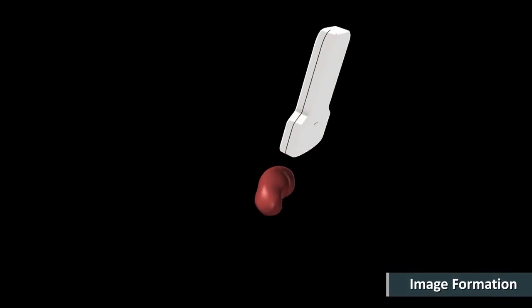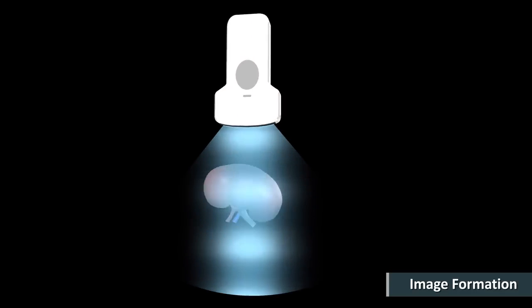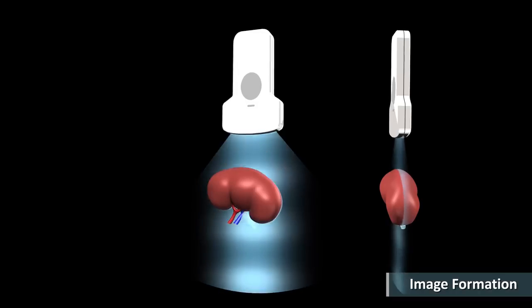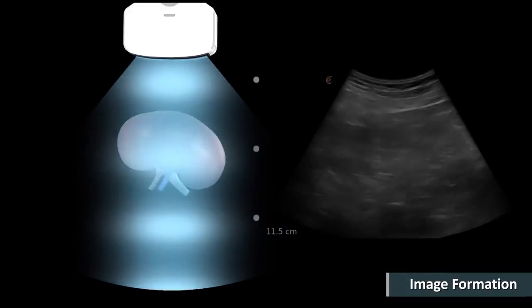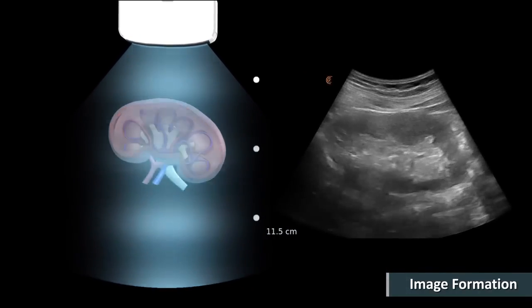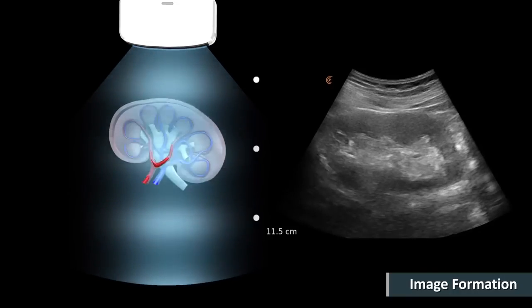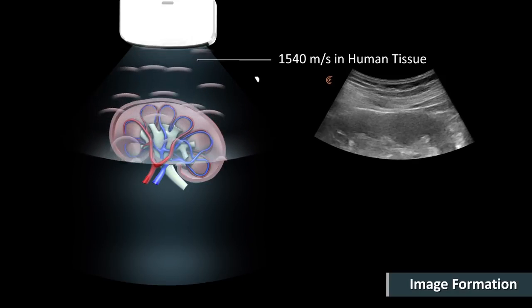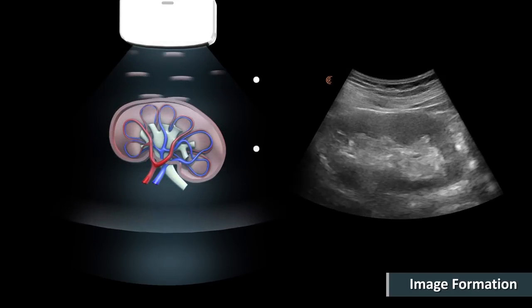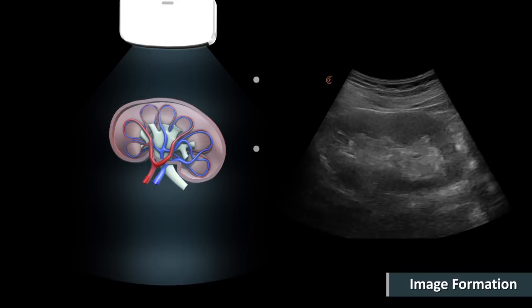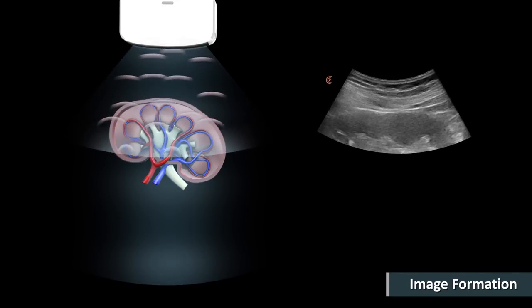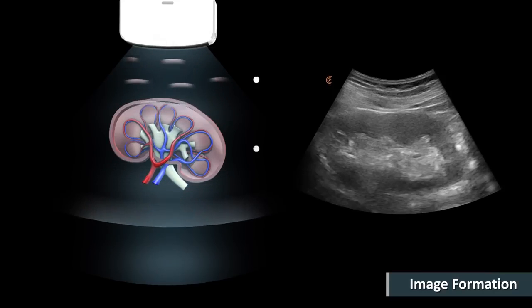To produce images, an electric current is applied to the elements in the transducer. This generates a transmitted pulse or a sound wave propagating through the patient. The sound travels rapidly through human tissue at approximately 1,540 meters per second. As the sound wave reaches internal structures, reflected waves are sent back to the transducer surface. The waves are processed to generate black and white images.